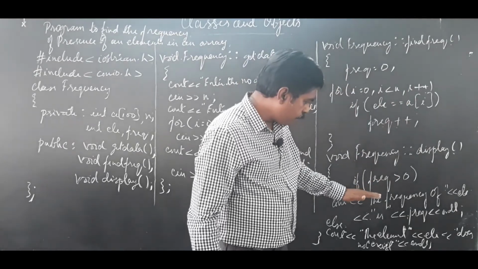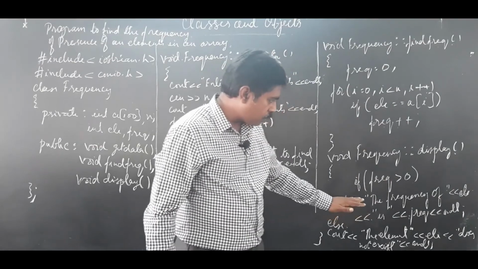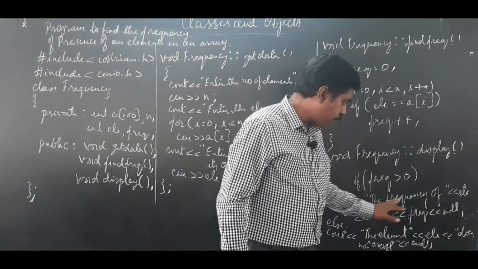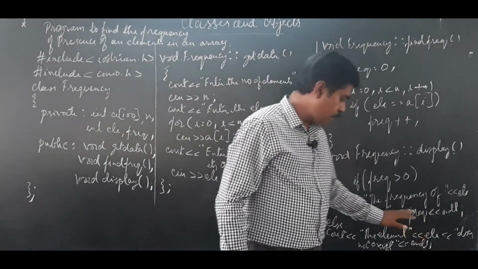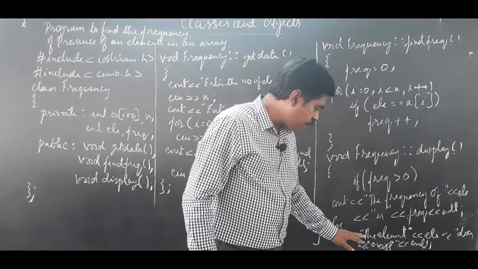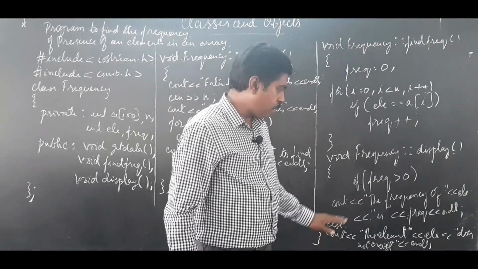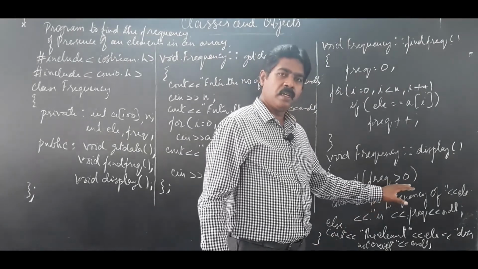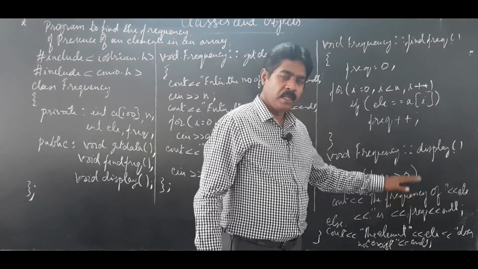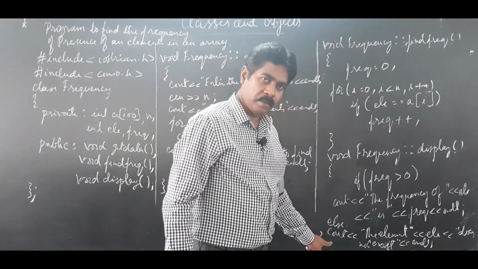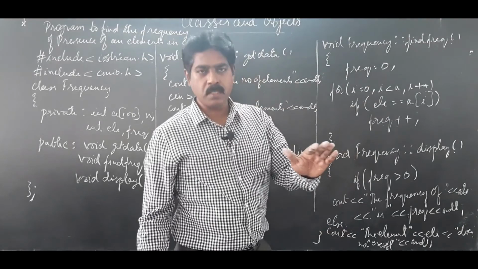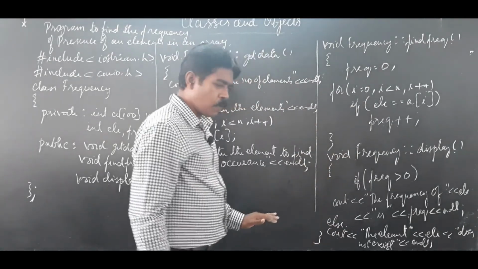And here we will be taking the true part as the frequency of ELE is these many number of times. Likewise, if the element is not found, it comes under the else part. All depends on frequency greater than 0. This is the condition. If frequency is 0, it will come to the else part. That means no element is found. So this is the program.